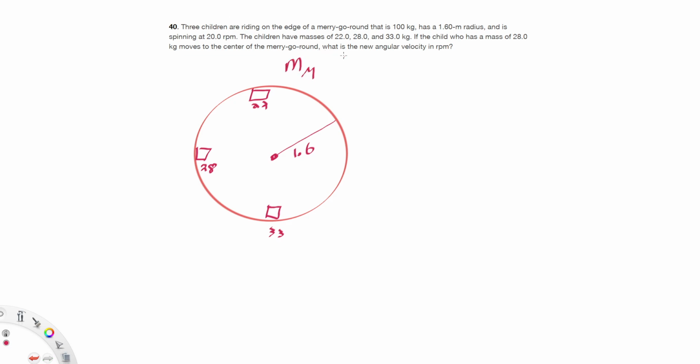Use capital M for the merry-go-round, which is 100. Originally, this is spinning at a rate of 20 RPMs. And the question is, what if this 28 kilogram kid gets up and walks to the center? Now what?